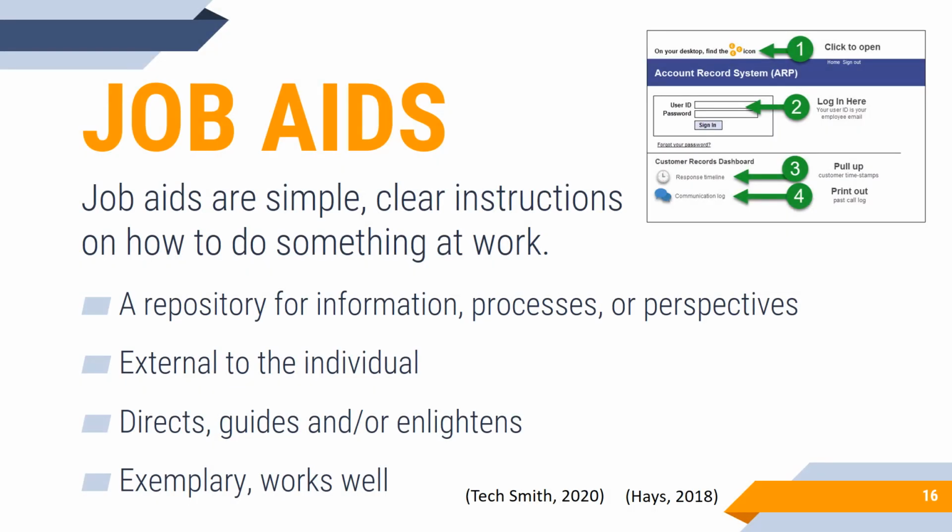Job aids are simple, clear instructions on how to do something at work. It's a repository of information, processes, or perspectives, and it's external to the individual. It supports work activity. It directs, guides, or enlightens. Job aids are exemplary.